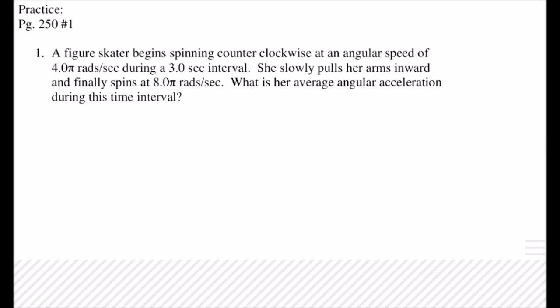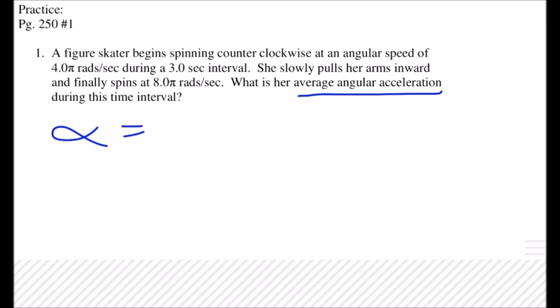Okay, so now it says here that she starts out at 4.0 pi radians per second, and then she ends up spinning at 8.0 pi radians per second. So we can definitely see that her angular velocity increased over this time interval, right? Okay, and it's asking you for the average angular acceleration. So what equation do you think you're going to use? The one we just got. Very good.